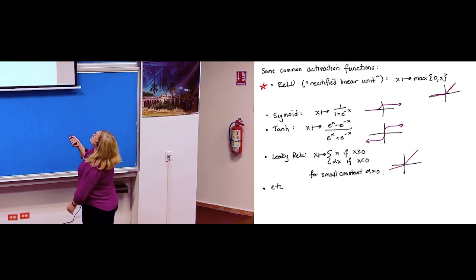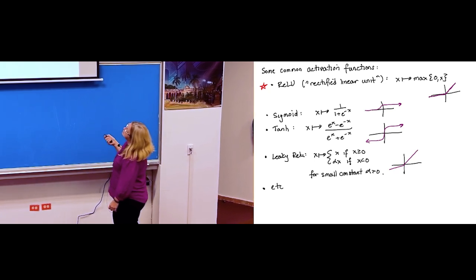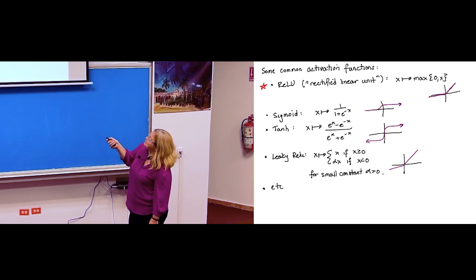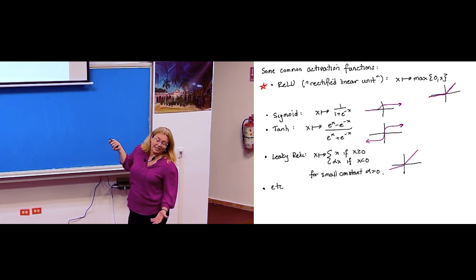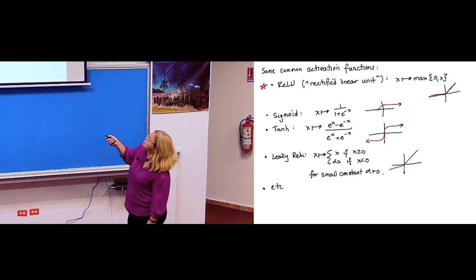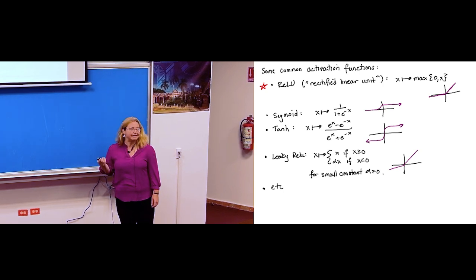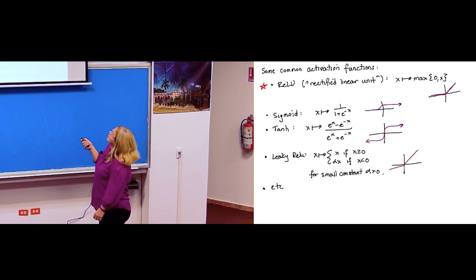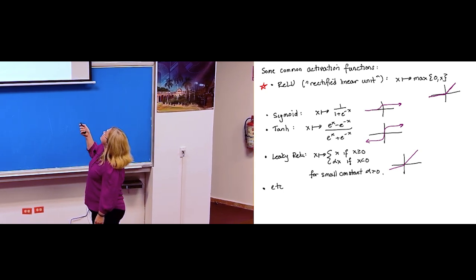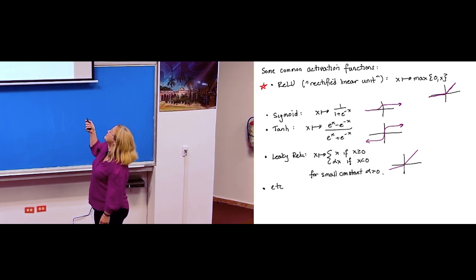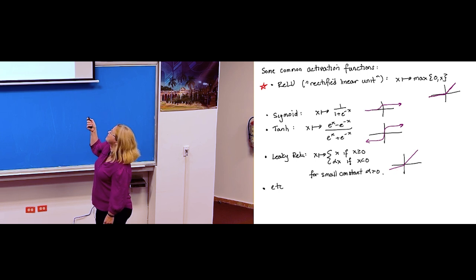First, I have some examples of activation functions. So the first example is the class that we're going to focus on. It's called ReLU. ReLU stands for Rectified Linear Unit. It's a very fancy name. All it means is the function x goes to max of 0 and x. And so here's the graph of the function.